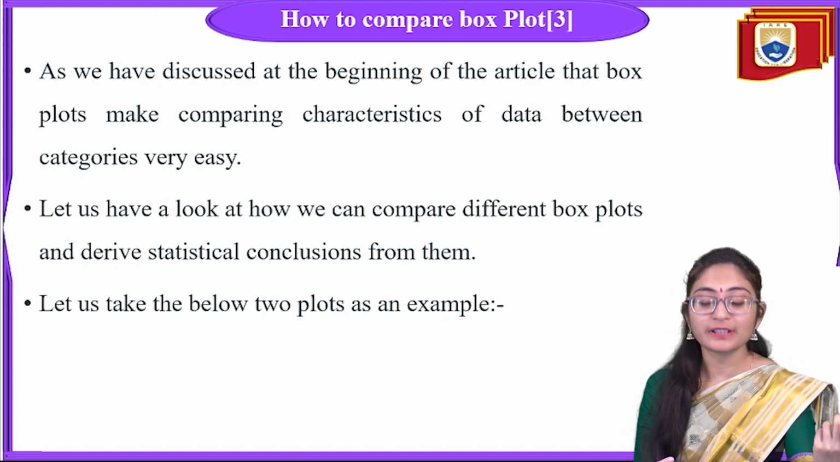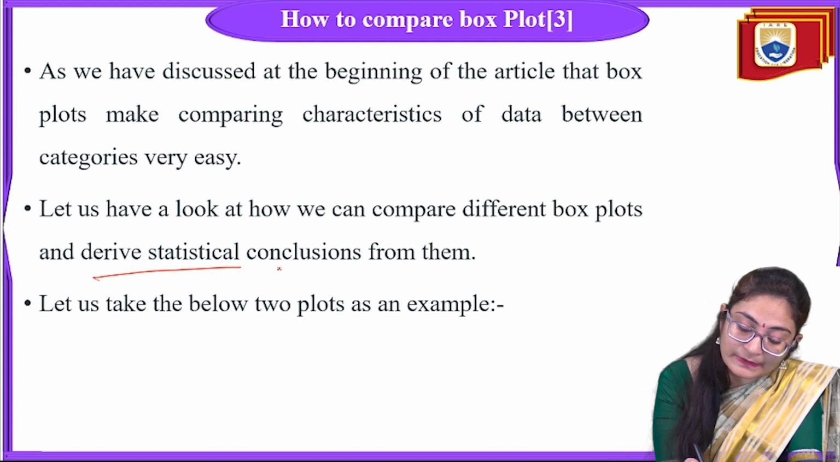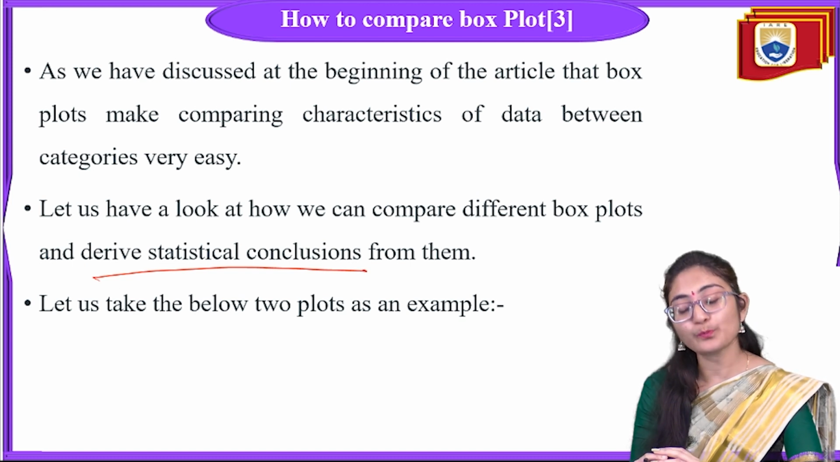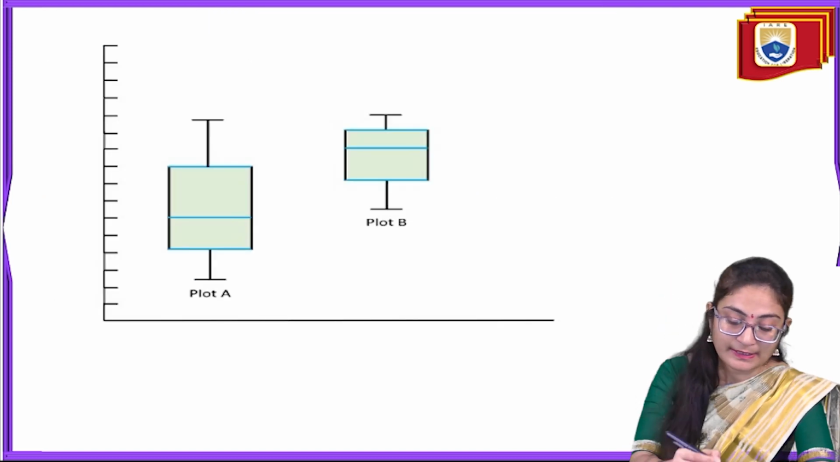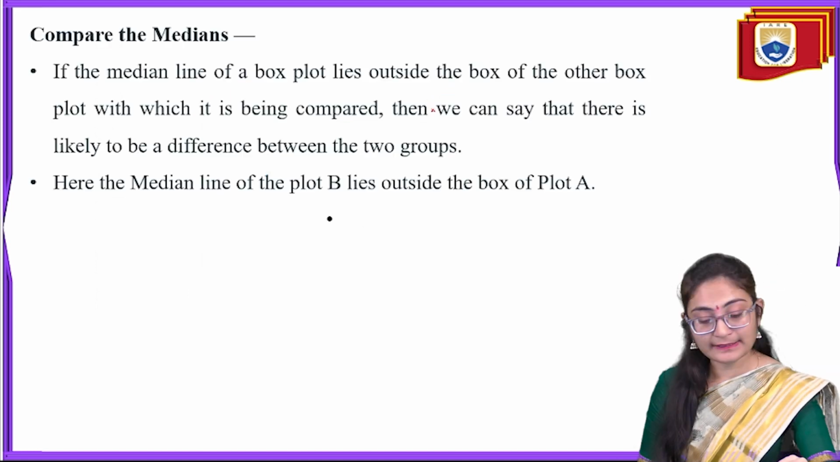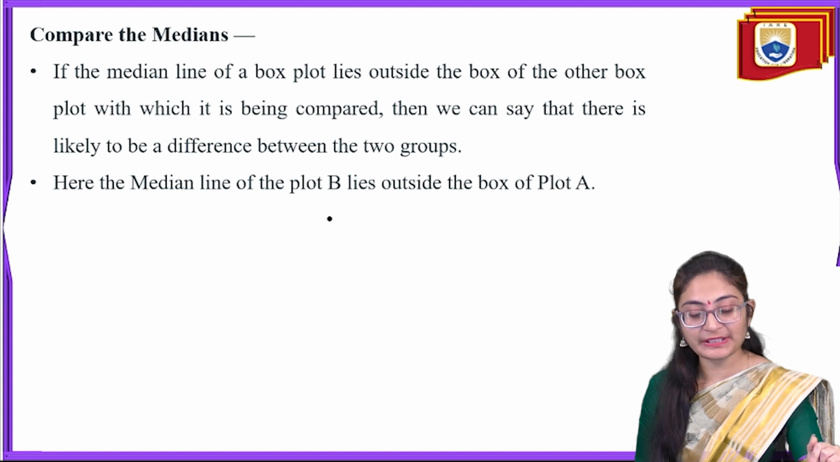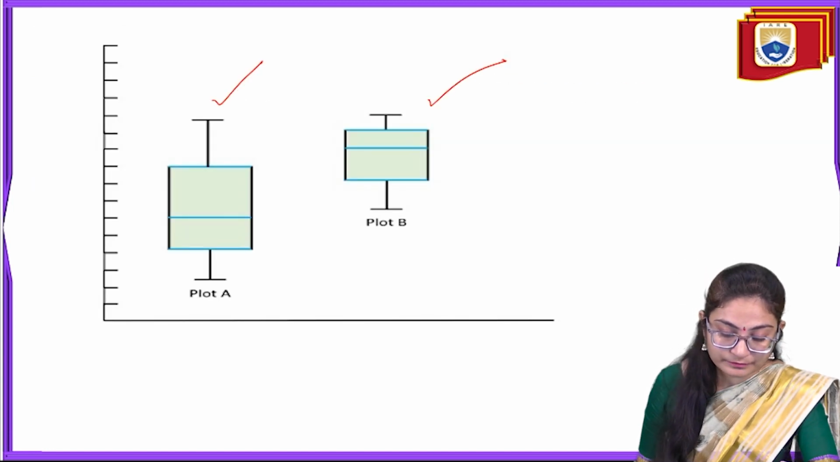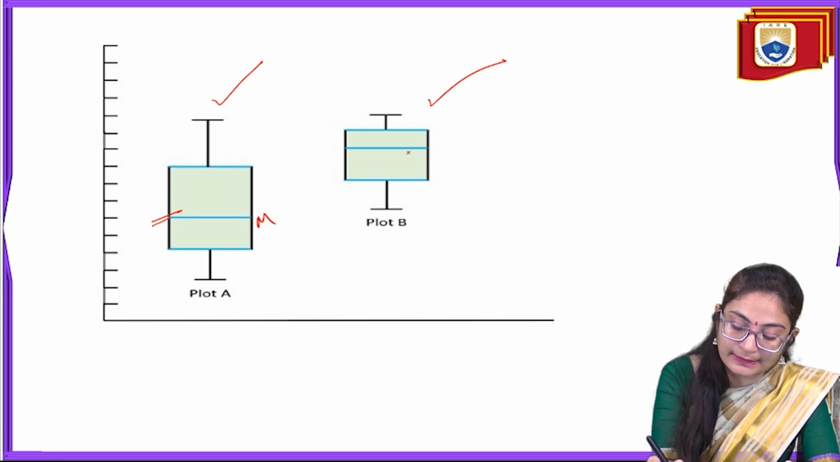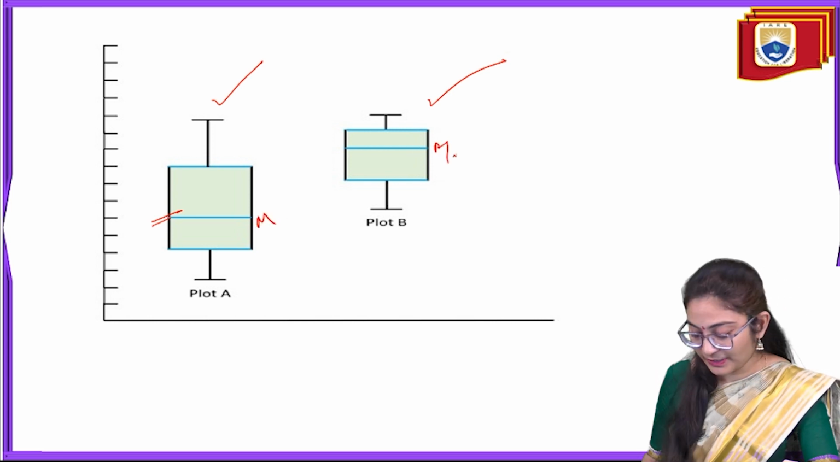We can compare different box plots and derive statistical conclusions from them. Let us take the below two plots as an example. This is your plot A, this is your plot B. So we have taken these as an example. Let's compare the median first. This is the median of plot A and this is the median of plot B.